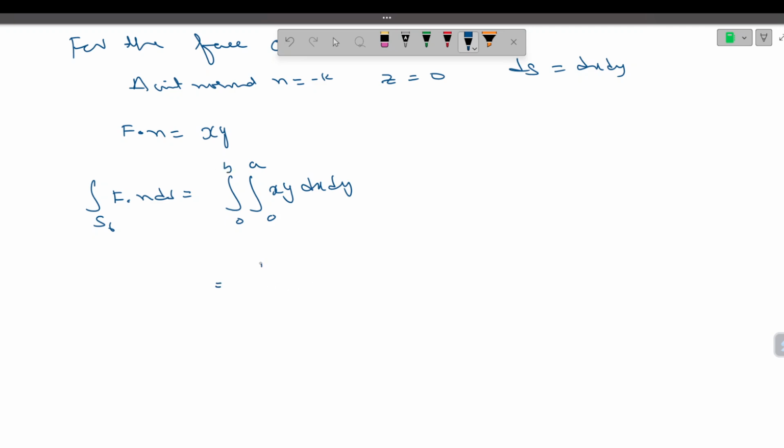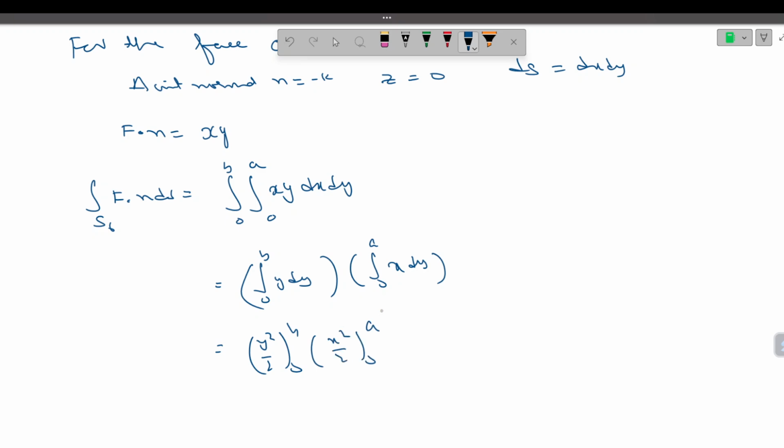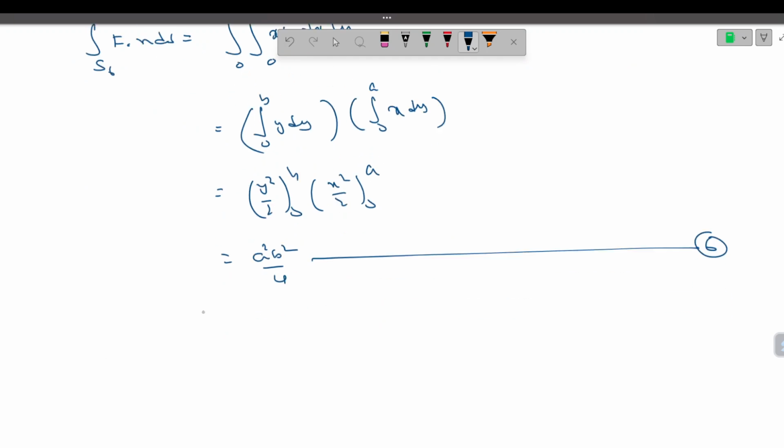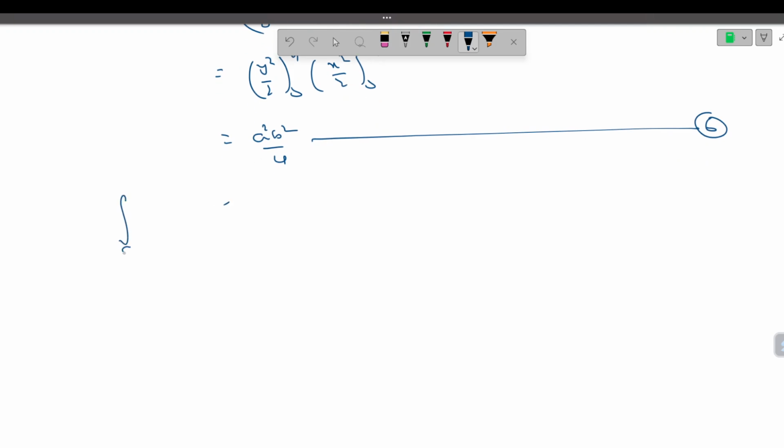So this will be integral 0 to b of y dy, 0 to a of x dx. Order is not important because the limit of integration is constant. 0 to b, x square by 2, 0 to a. So this will be a square b square by 4. Call it 6.